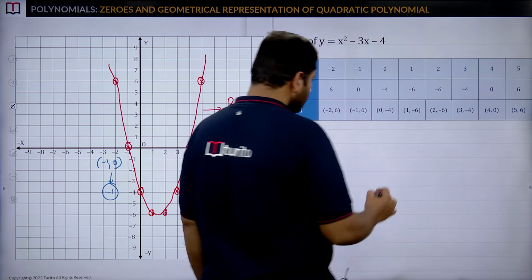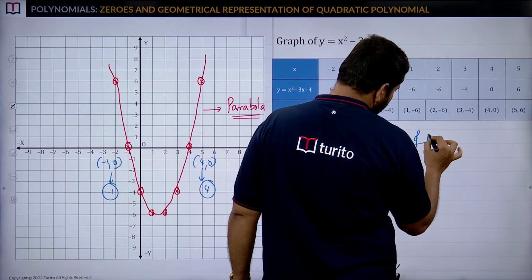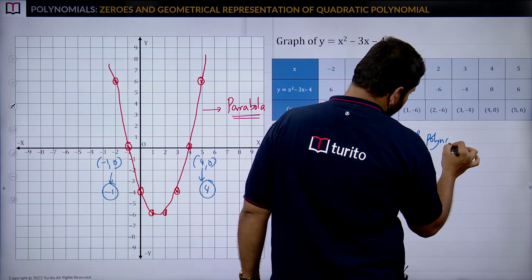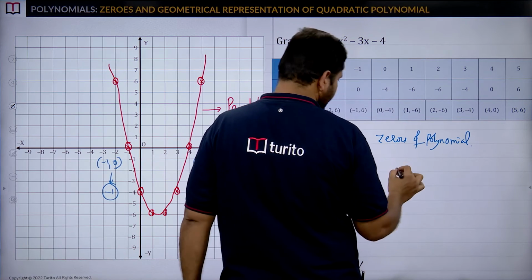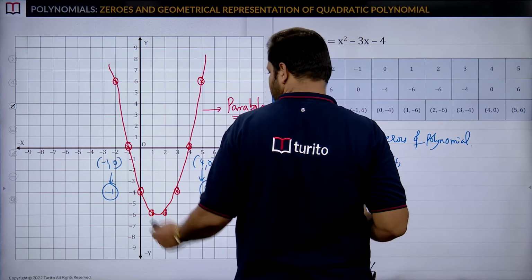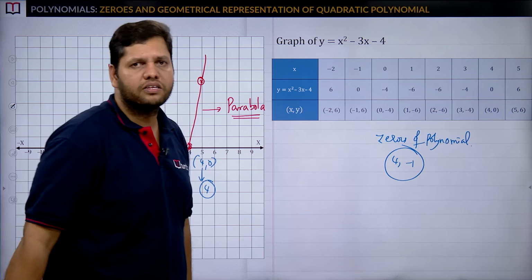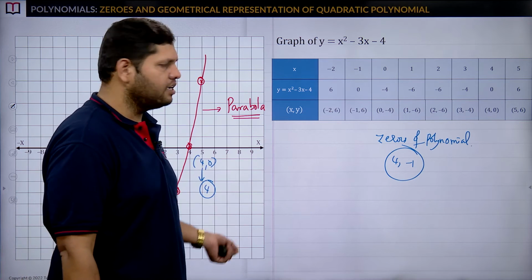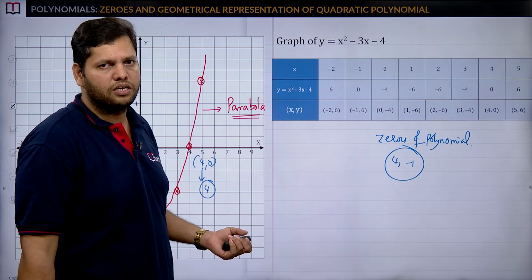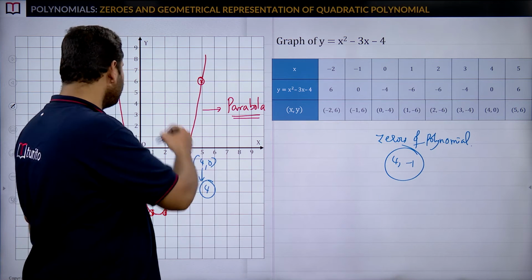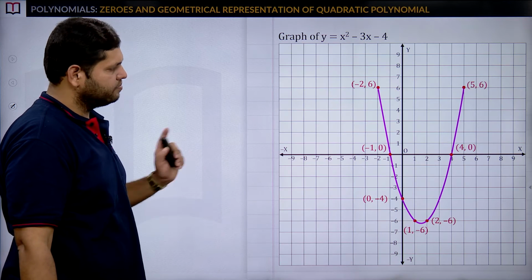Therefore what are the zeros of the polynomial? Tell me children. One value is 4, another value is minus 1. See children, theoretically also we got the same values, and graphically, otherwise we can say practically, also we got the same values. Clear children? Children, actually we have drawn a rough diagram. If you draw it fair, the graph will look like this, children.